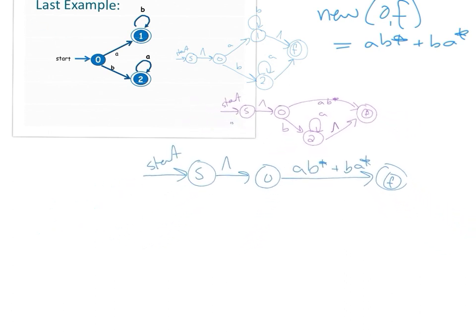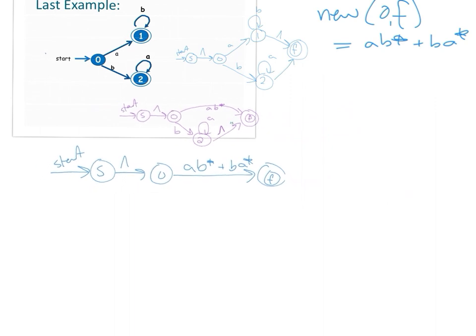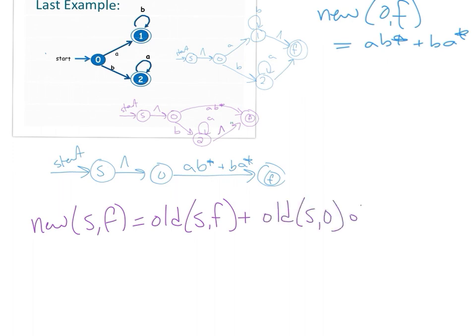Let's shrink these and move them over. So we just need to get rid of state 0, right? And that is pretty straightforward because 0 only goes from S to F. And as you're going to guess, we're just going to get rid of that lambda, but we'll look at it anyway. So the new S F is the old S F plus the old S to 0 concatenated with the old 0 0 star times the old 0 to F.